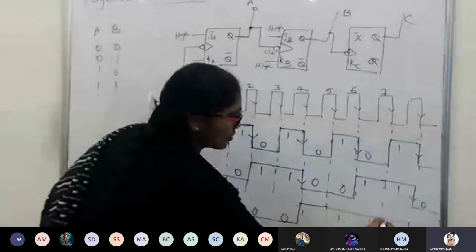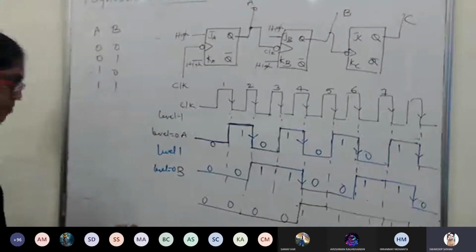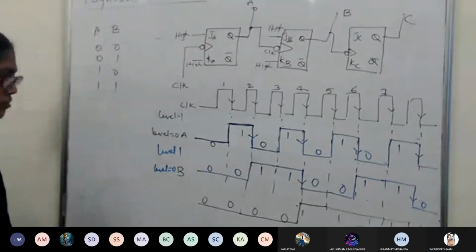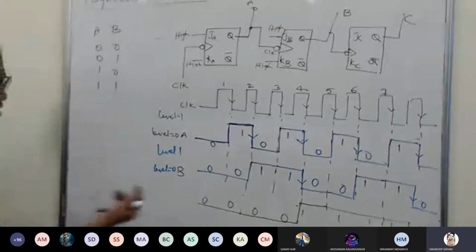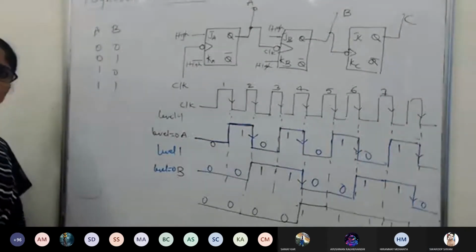Ma'am, in this case, C should be our MSB now. Why should C be our MSB? What is wrong if at all it is LSB?